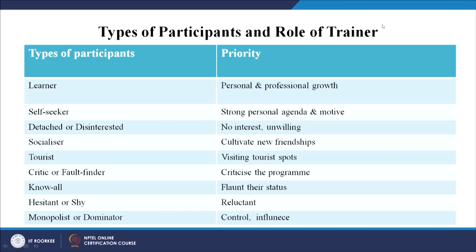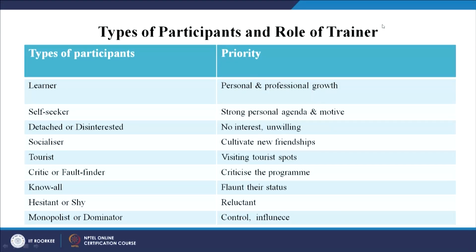There will be some participants who will be the tourist, that is, visiting tourist spots. They will ask, give us 2-3 hours, close the program early, so that we can go and visit the tourist places, because we have come to this city for the first time. Therefore they want to visit tourist places. Then the critic or the fault finder. During the training program itself, they will start criticizing the program. So this type of participant will also be there.